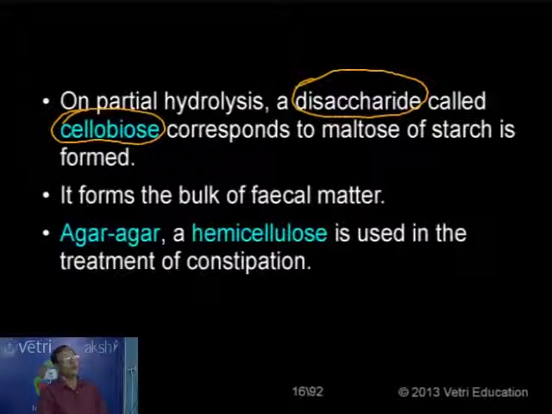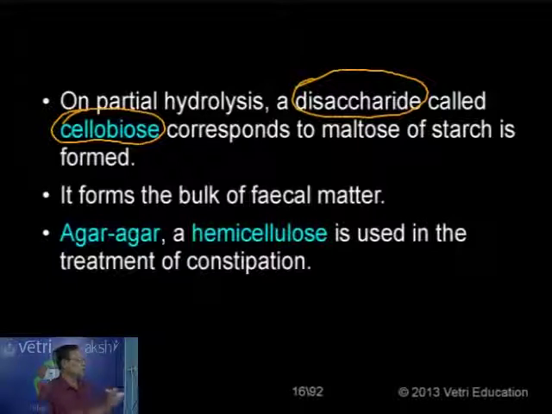And it is similar to the disaccharide maltose, the one which is received during the partial hydrolysis of starch. So when starch is broken, we receive maltose. Similarly, when cellulose is broken on partial hydrolysis, we receive the disaccharide cellobiose.